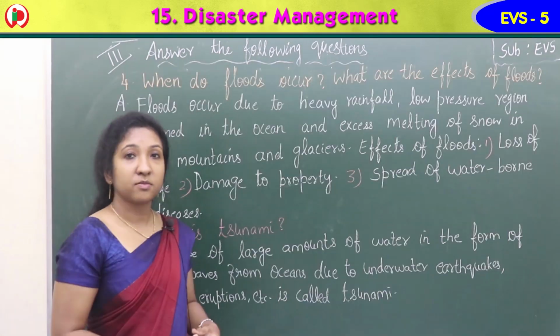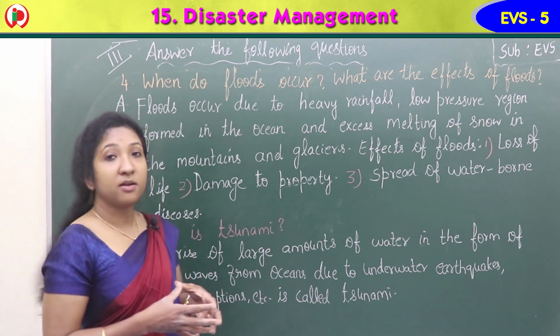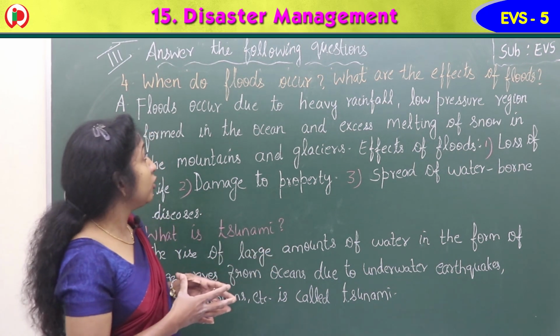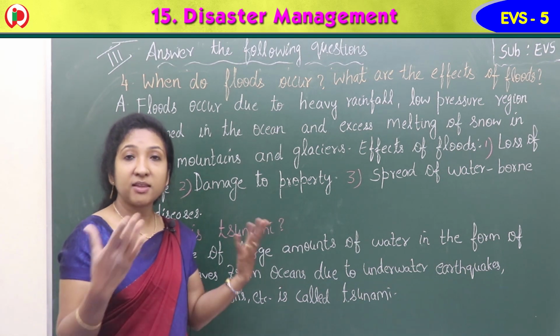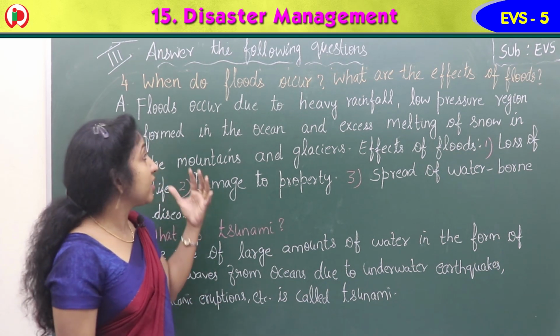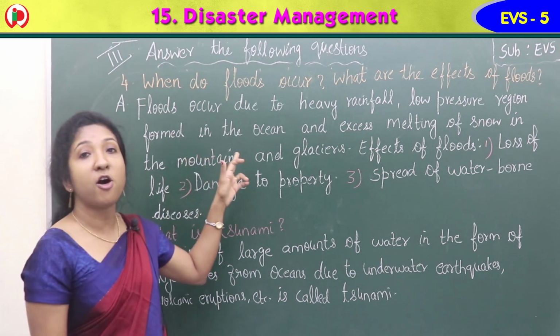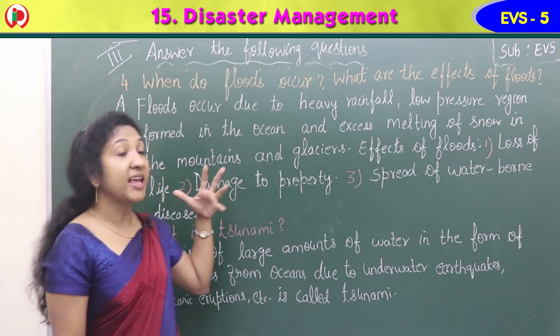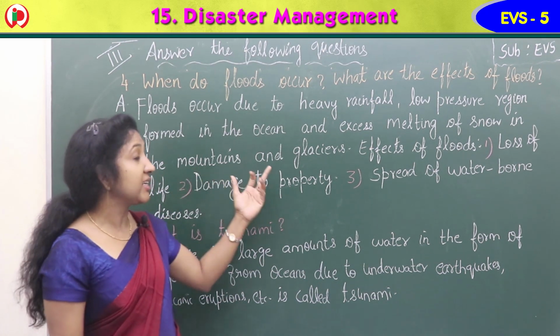Okay, yes children, so our next question is question number 4. Read the question. When do floods occur? What are the effects of floods? When these floods occur and what are its effects? So answer: floods occur due to heavy rainfall, low pressure region formed in the ocean, and excess melting of snow in the mountains and glaciers.